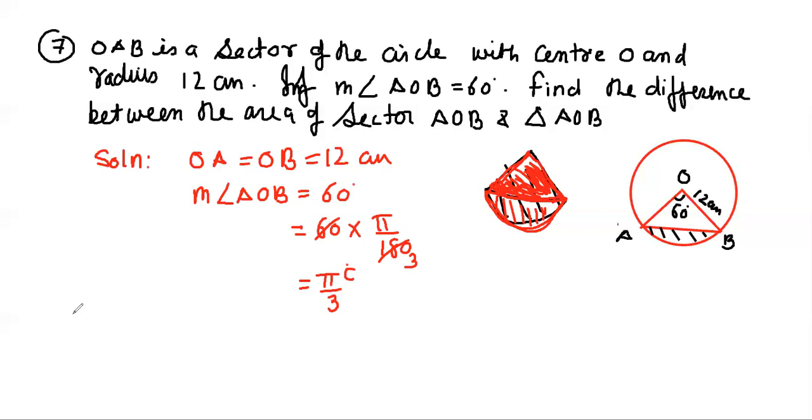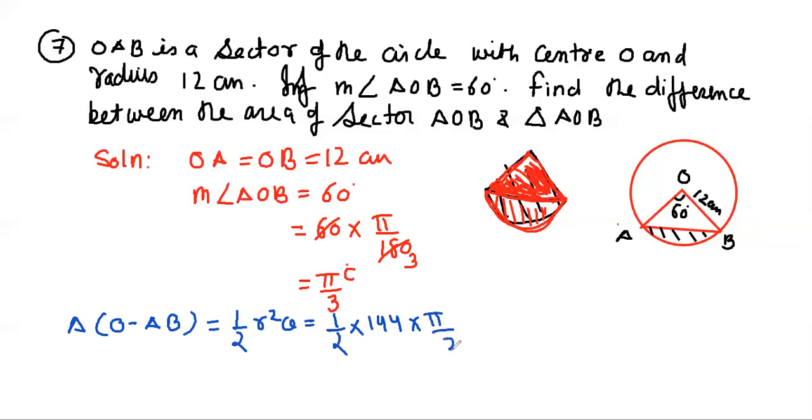Okay, now area of sector. Let us find out the area of sector. Now let us take another color marker. I'll write down here area of sector OAB. Okay, this is area of sector OAB. Now there's a formula to find the area of sector, and I hope you remember this. Area of sector is given by half r square theta. So what is half r square theta? Half into radius square. Radius is 12. 12 square is 144 and theta is pi by 3. Let us write it down as it is.